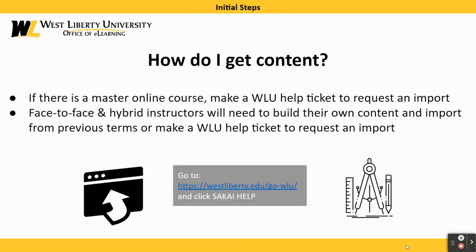How do I get content? If there is a master online course, the content can be imported into a new course term. Instructors can request this import via a WLU Sakai help ticket. For instructors teaching a face-to-face or hybrid course without master content, they will need to build their own in the learning management system, or instructors can import a previous term's content themselves, or request an import via the help ticket system. To submit a ticket, visit the WLU Go page and select Sakai Help.